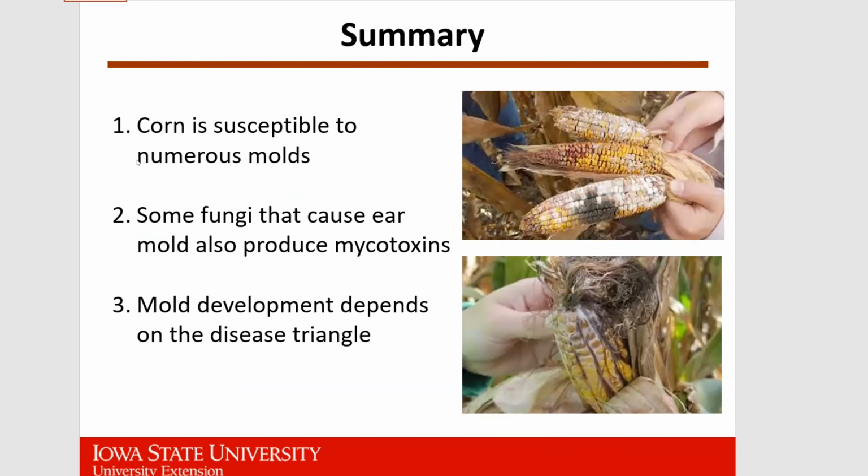Kind of in summary, corn is susceptible to a lot of pathogens, right? We all know if we've worked with corn at all, particularly ear molds in this case. Some fungi can also produce mycotoxins, and mold that develops is based on that disease triangle. If you take away one thing, remember that disease triangle, and remember the environmental conditions that could really bump up some ear molds. We haven't been having them in the past few years, but people are dipping back into the archives and watching this webinar. It'd be something to check out what the weather's been like as far as some of these ear molds are concerned.